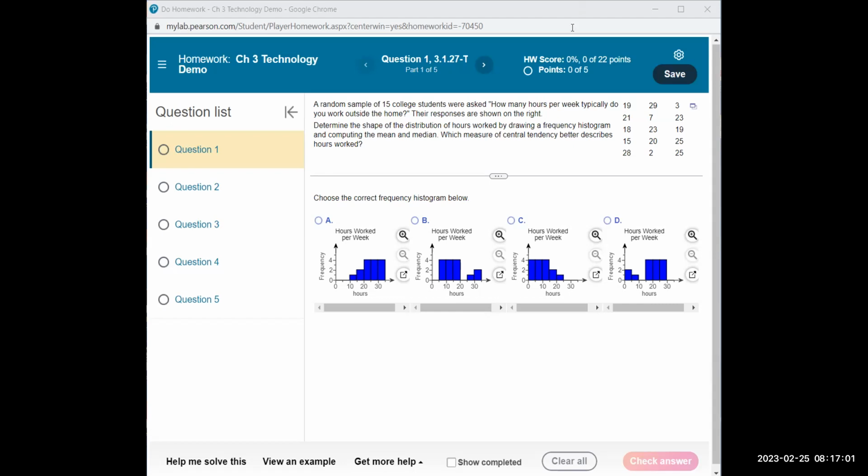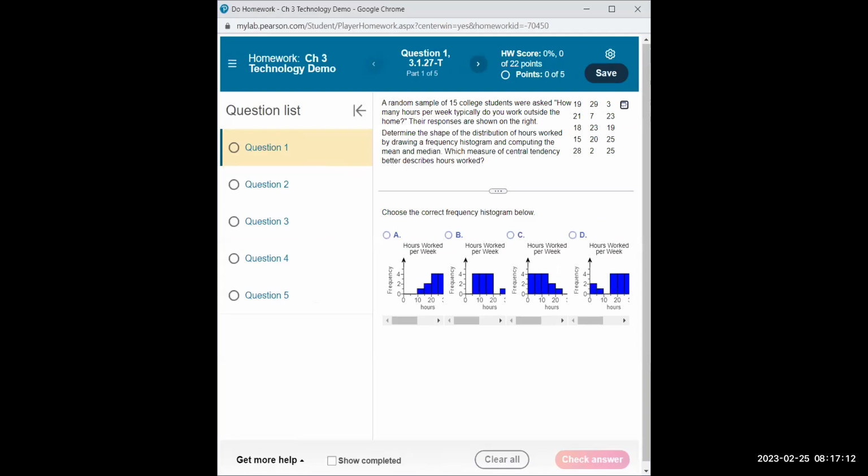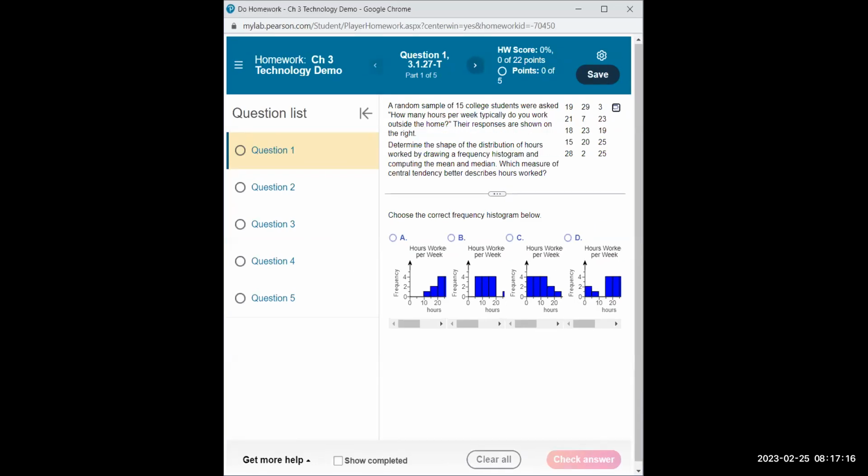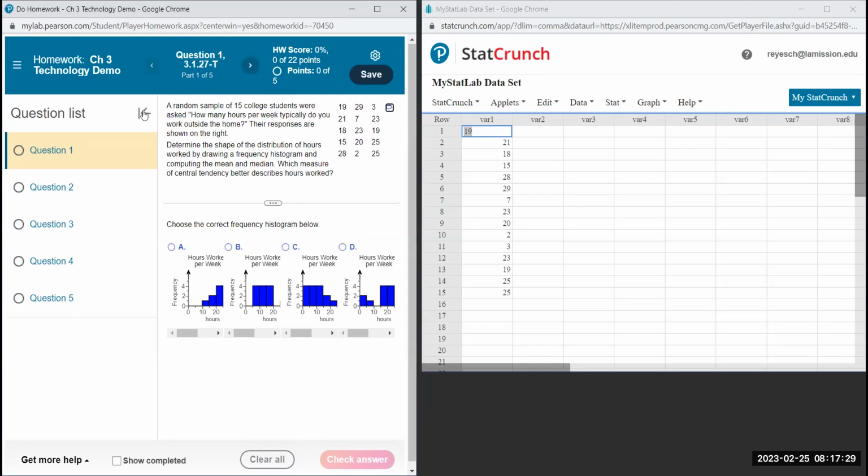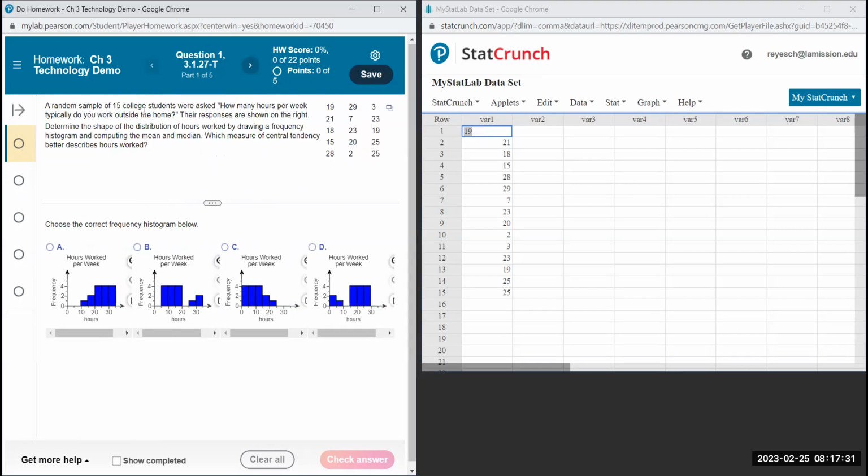So the first thing we want to do is open this data in StatCrunch. And let me share that screen with you, so give me a second. I'm going to push this to the left just to have more space here.